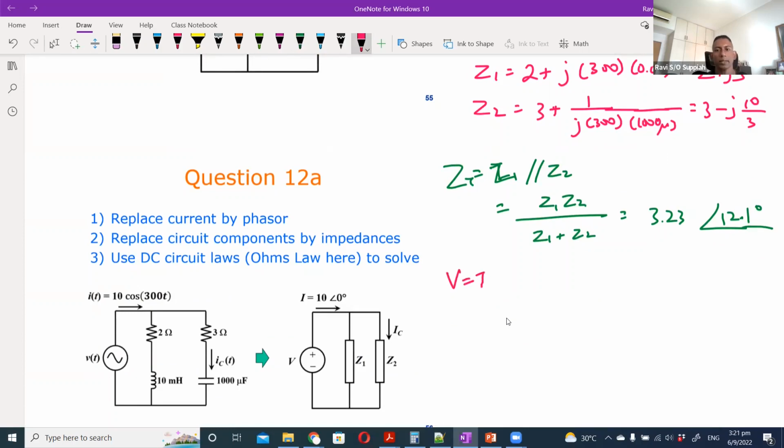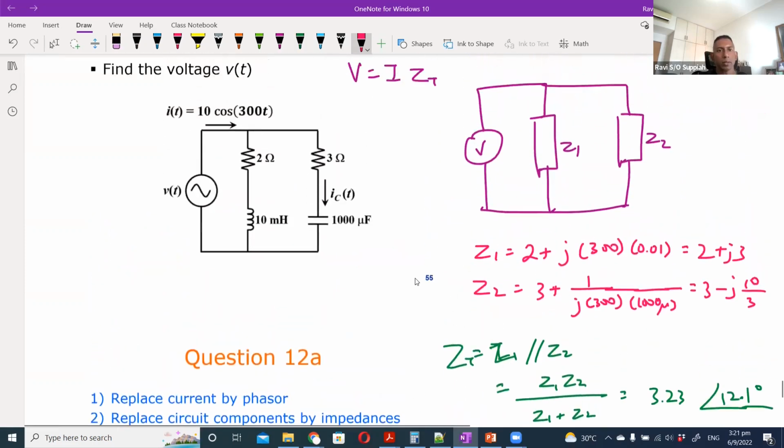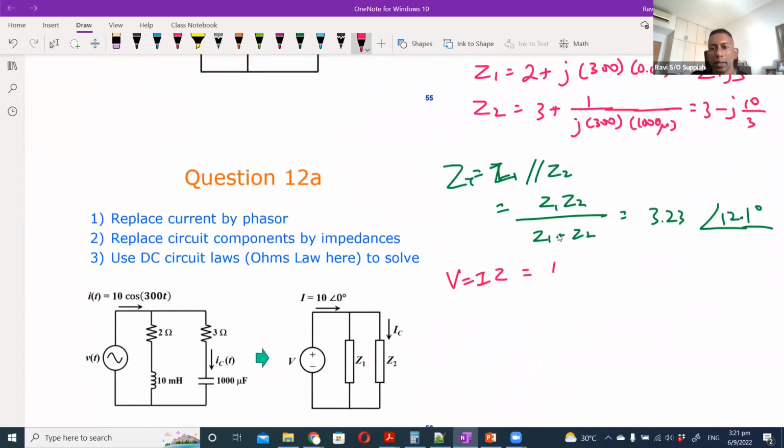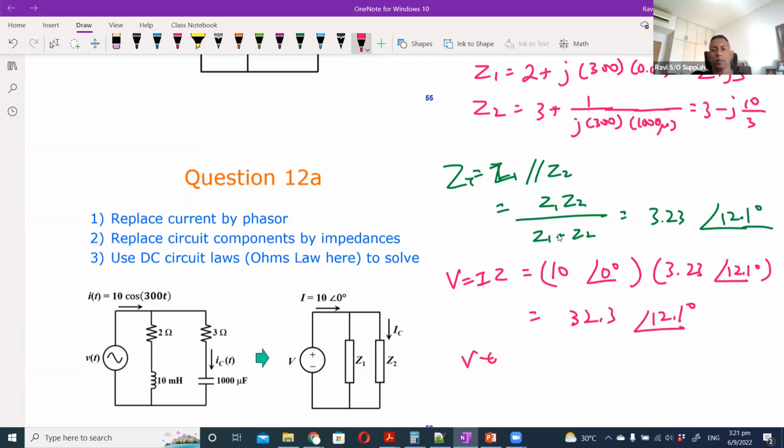Correct, because V is I times Z, and the current is already given to us as 10 cos 300t. That means it is 10 angle 0 degrees multiplied by this 3.23 angle 12.1 degrees, so it will be 32.31 degrees. Which means you can now rewrite it as 32.3 cosine(300t plus 12.1 degrees).